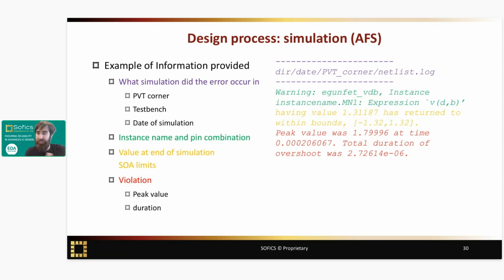The way that the AFS reports these warnings is first indicating what simulation the error occurred in, and then, inside of the simulation, reporting every violation. It states the instance name and the pin combination, as well as the value at the end of the simulation, so you can see whether the SOA violation fixed itself. Then it gives some more information about the violation itself, such as the time it occurred, so you can find it back in the waveform viewer, the peak value, and the duration of the violation.